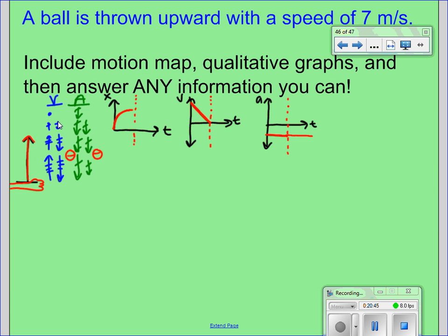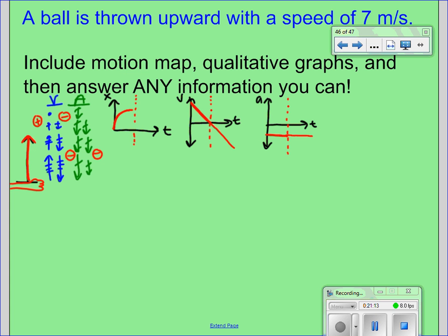But let's look at velocity. Velocity was positive on the way up because the velocity vectors are pointing up, and that's the direction positive is. But on the way back down, it was negative since they were pointing the opposite direction. And so to draw my velocity graph, my velocity on the way down is going to be drawn in the down region of velocity, and it's speeding up. So it's going to look something like this.